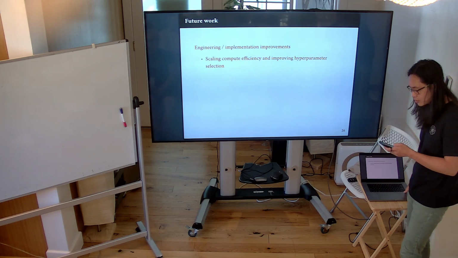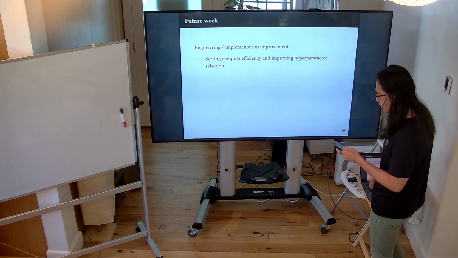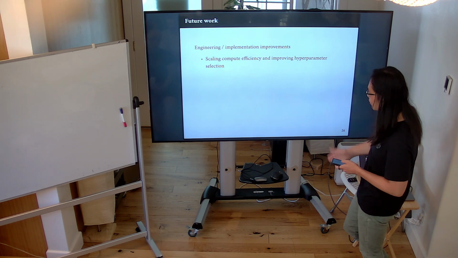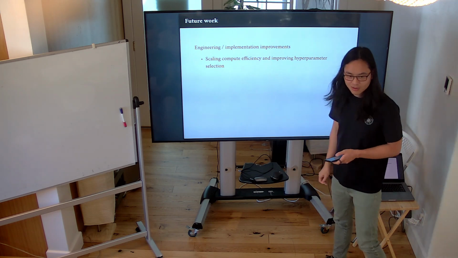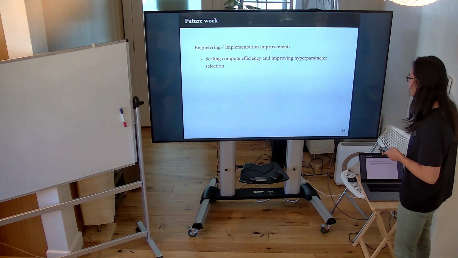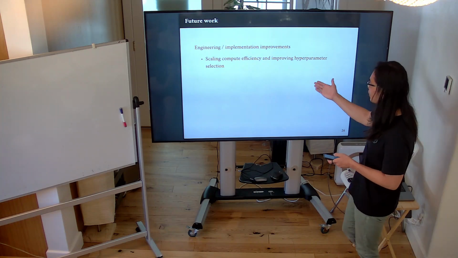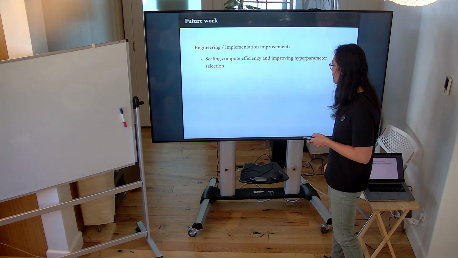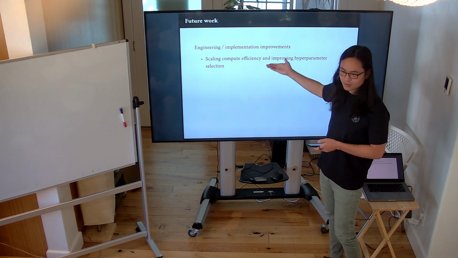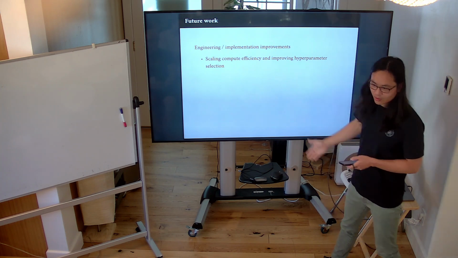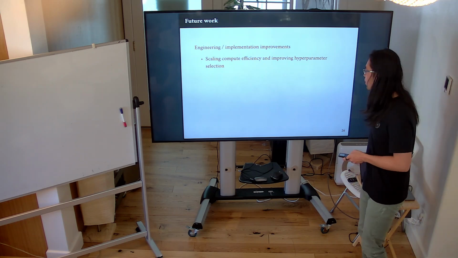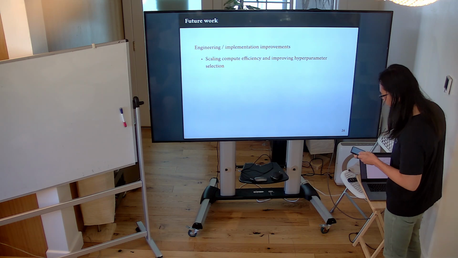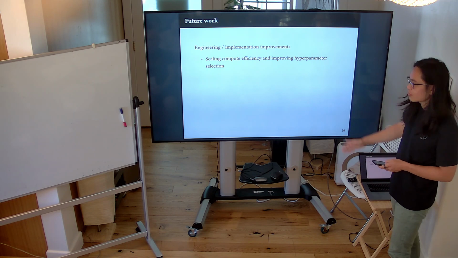Okay, so what kind of doors does this open? Well, before it can open many more doors, I think there's still quite a lot of future work on engineering and implementation improvements. A big part of that is improving compute efficiency and improving hyperparameter selection. Recall that I swept this under the rug earlier, but this is very much not a trivial part of this work. And if you want to learn more, again, I'm giving a talk on Monday.